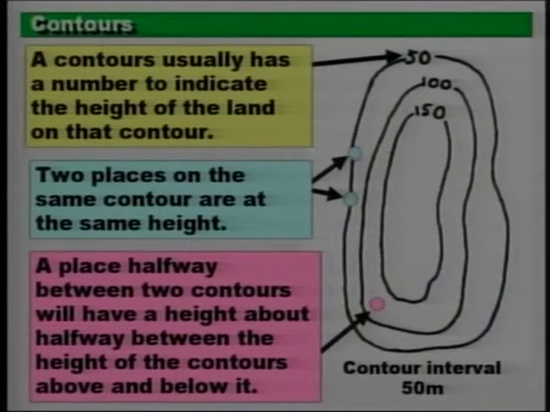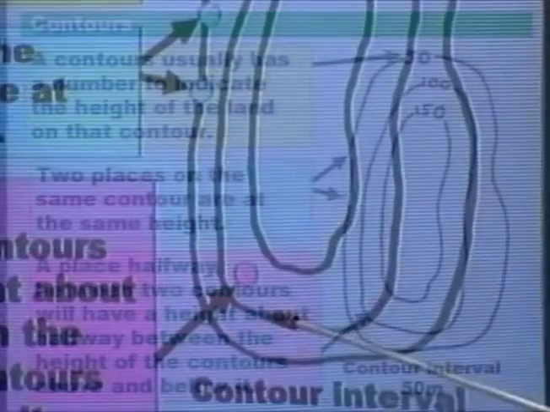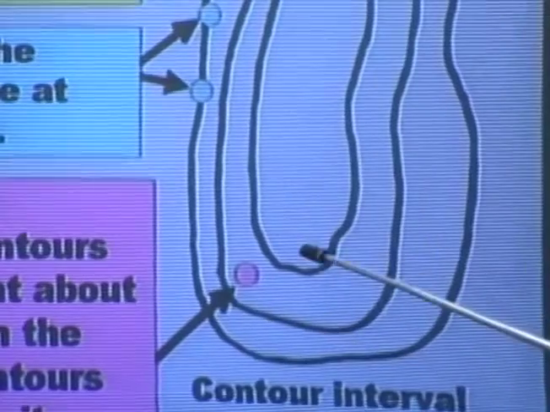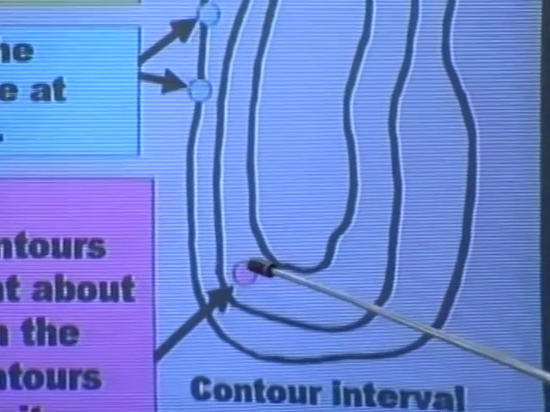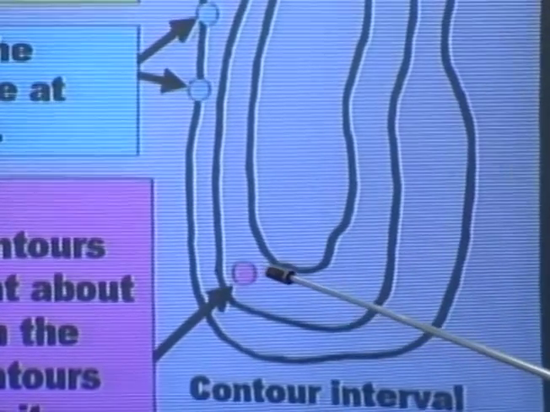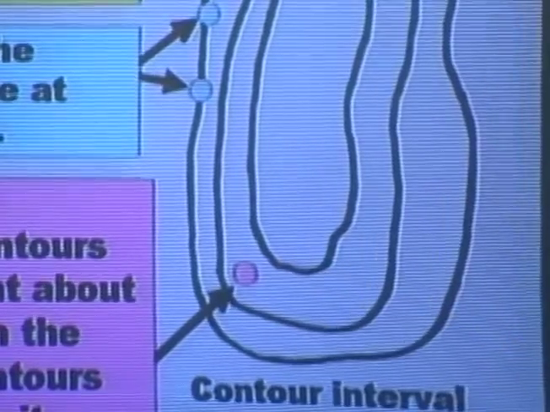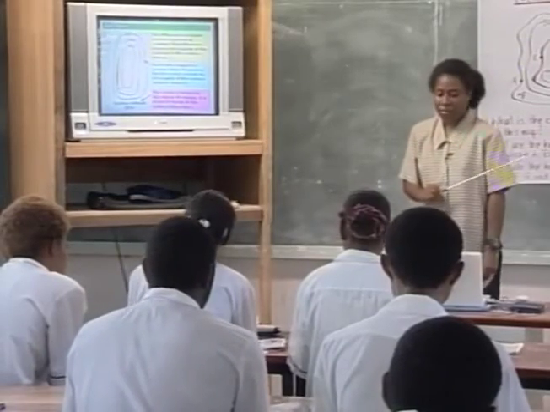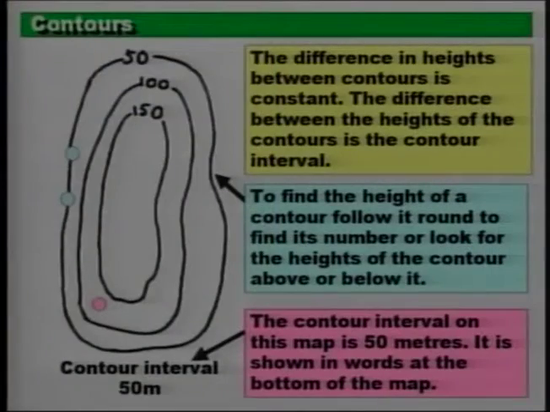A place which falls halfway between two contours will have a height about halfway between the height of the contours above it and below it. So if we know the value of the contour below and above, we can work out what the value will be for the place between the two contours. The difference in heights between contours is always constant, and the difference between the heights of the contours is known as the contour interval.